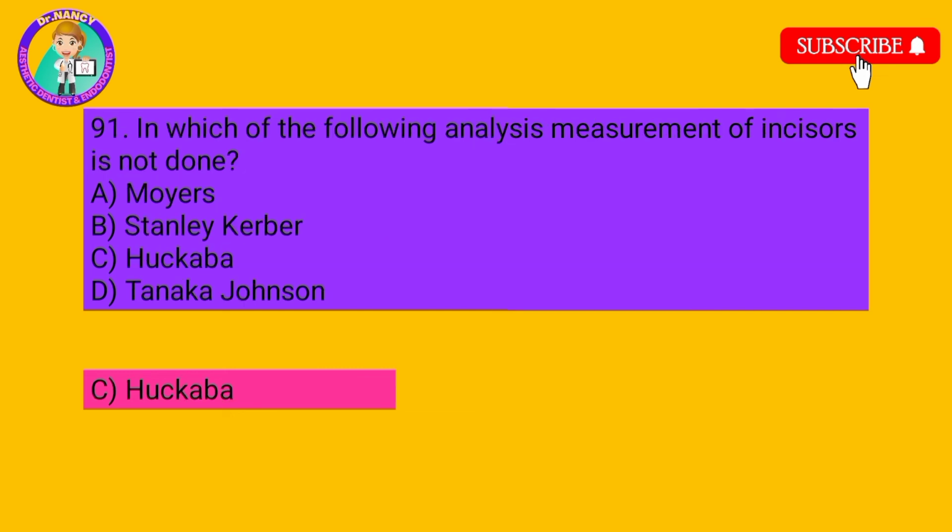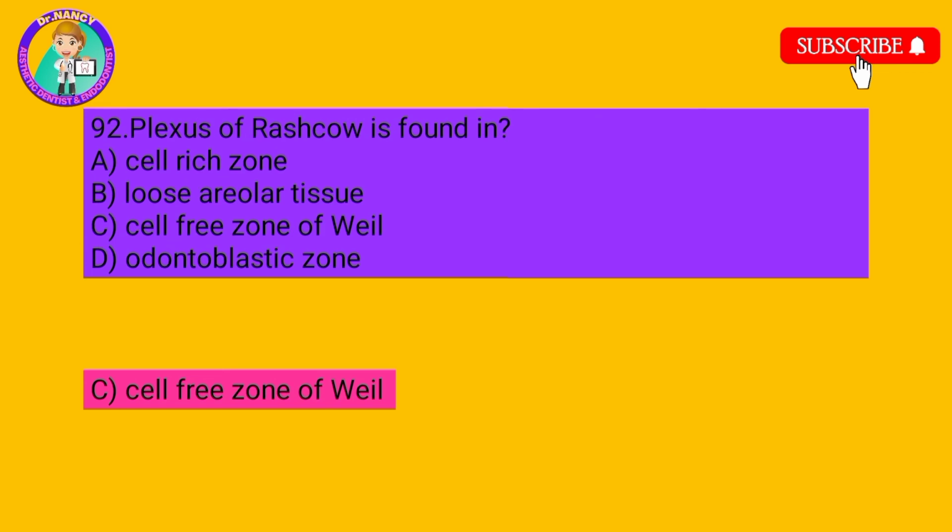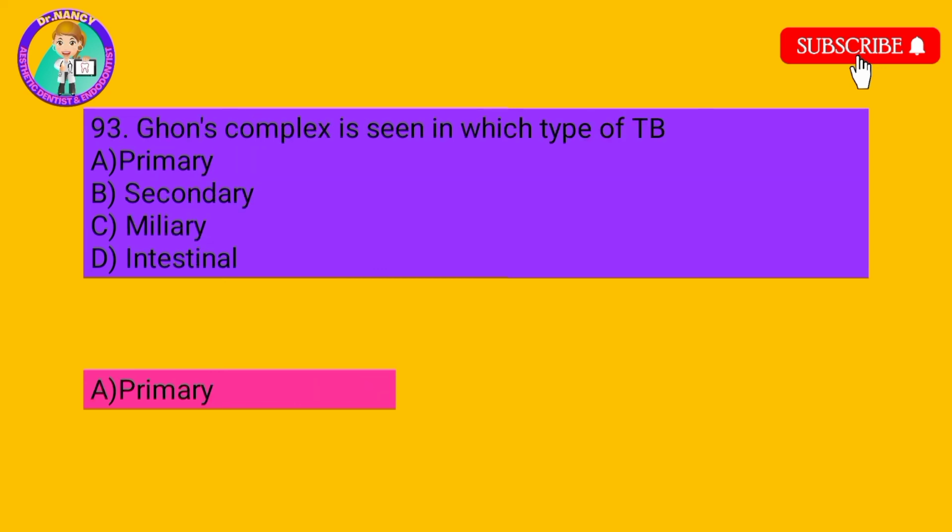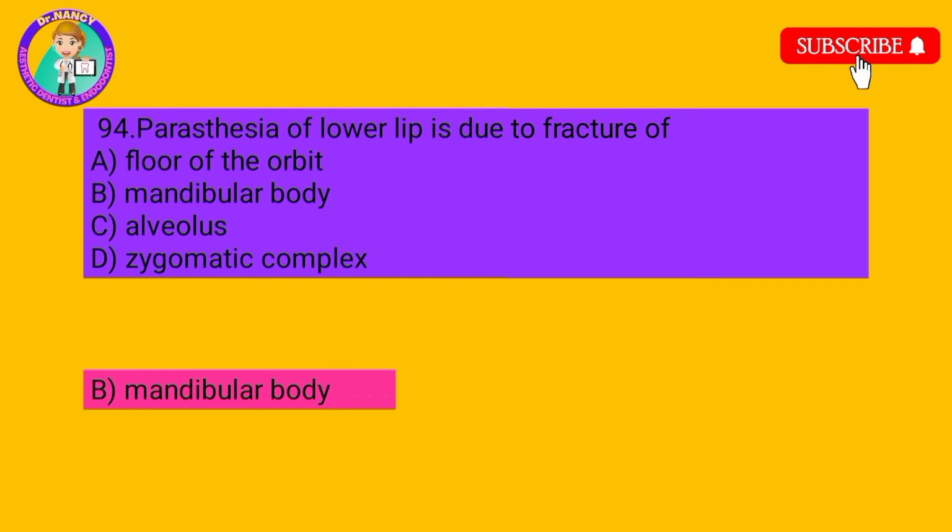In which of the following analysis measurement of incisors is not done? Moyers, Stanley Gerber, Hakaba, Tanaka Johnson. Answer: Hakaba. Plexus of Raschkow is found in cell-rich zone, loose areolar tissue, cell-free zone of Weil, odontoblastic zone. Answer: cell-free zone of Weil. Ghon's complex is seen in which type of TB? Primary, secondary, miliary, intestinal. Answer: primary.